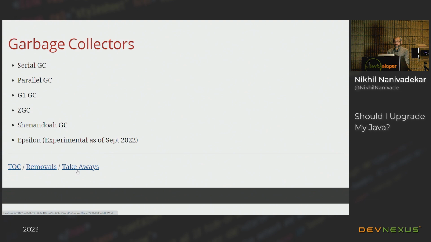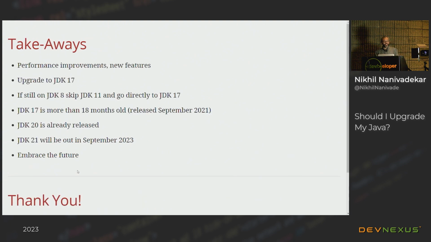So lastly, as takeaways, with JDK 17, you're getting performance improvements, you're getting new features. Upgrade to JDK 17. Like I said before, the first 10 seconds of the talk was essentially upgrade. Should I upgrade my Java? Yes. Now we know the why of it as well. If you're still on JDK 8, you might just want to skip 11 and go directly to 17. What I mean by that is you will need to do incremental work to go from 8 to 11, but the delta from 11 to 17 is small enough that you might just want to scope it and get it done together.